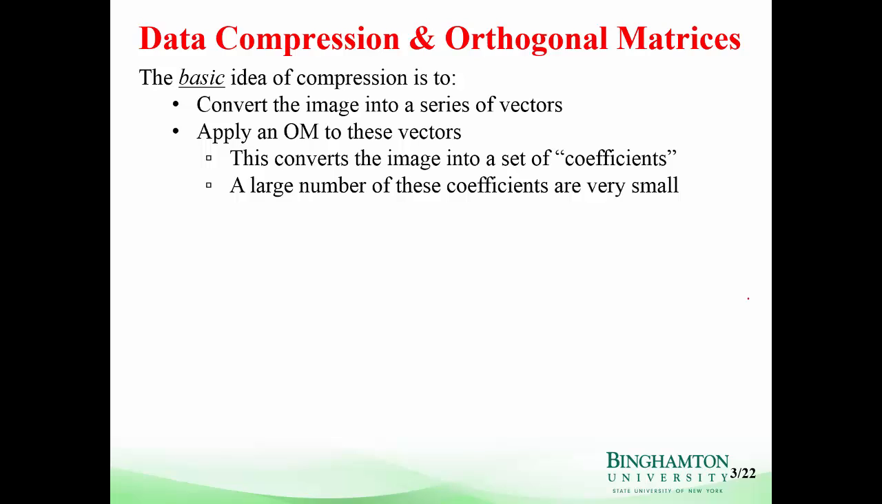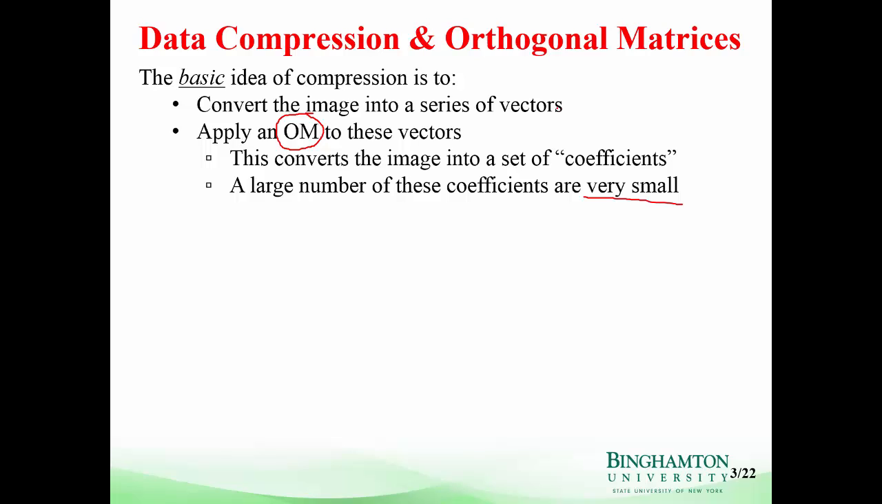And then each one of these vectors is going to be compressed. So we're going to apply an orthogonal matrix to each of these vectors, and it converts the image into a set of coefficients. And the point is that a large number of these coefficients end up being very small. How we get them to be very small is through the choice of really appropriate orthogonal matrices for the job. So not just any old orthogonal matrix will work.